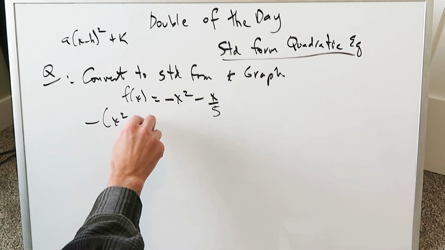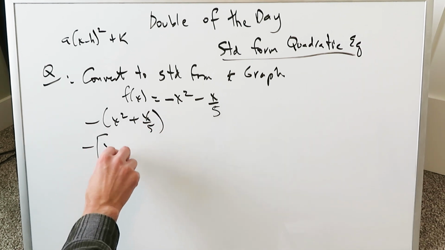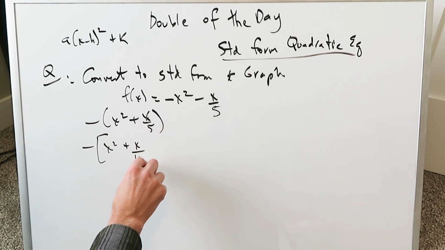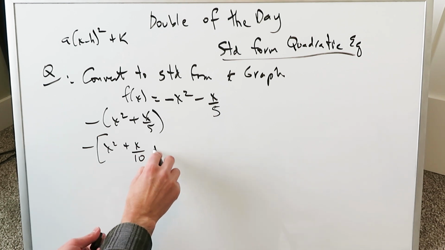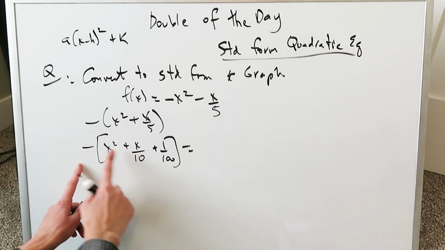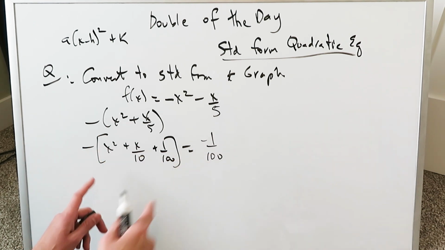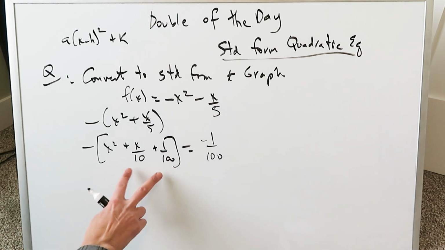You're looking at x squared plus x over 5. Now you have to complete the square utilizing this. You'll have x squared plus x over 10, and then you'll square this. You'll have 1 over 100 is equal to this. 1 over 100 will multiply with this, and it'll come on the other side exactly as it should, minus 1 over 100. You can complete the square right here.